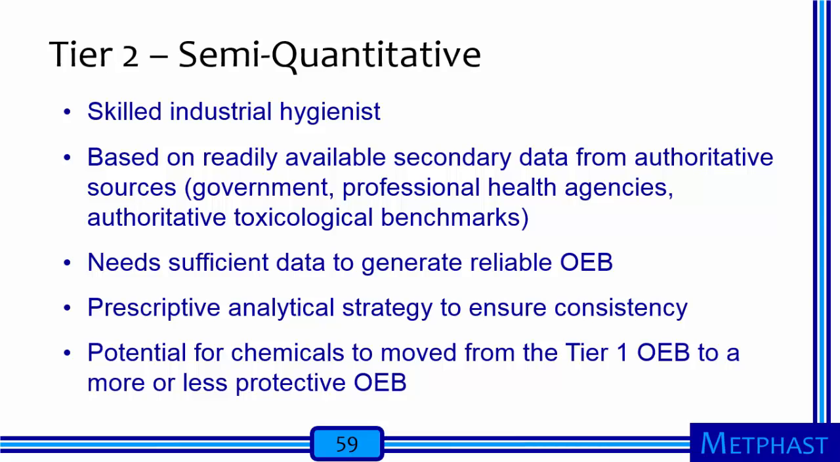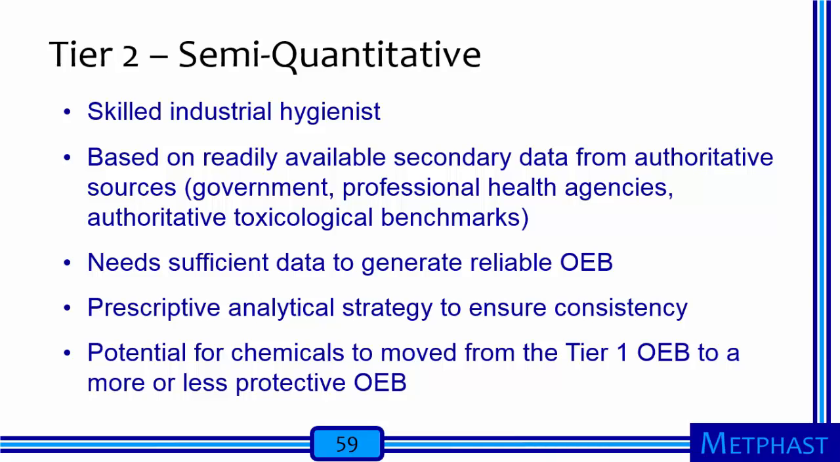Once we have completed a Tier 1 analysis, we can move to a Tier 2 analysis provided there is sufficient information to enable this. Tier 2 is a semi-quantitative approach that requires that the user do a thorough search of several publicly accessible databases in order to retrieve hazard information. Tier 2 is performed by a skilled industrial hygienist or toxicologist and relies heavily on information gathered from secondary data sources. Examples of these sources are from the government, like the CDC and the EPA, and professional health agencies.